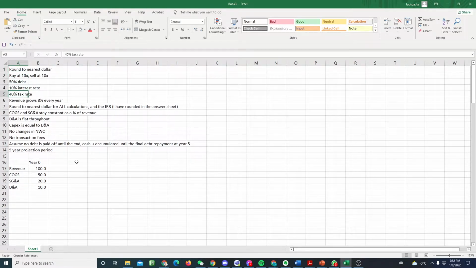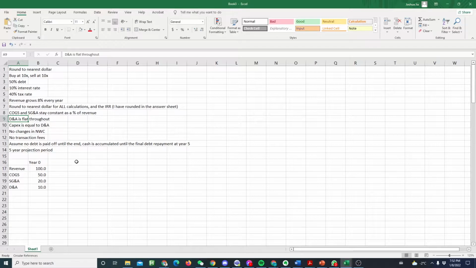It's pretty straightforward here because we're given revenue growing 8% every year. We're given the numbers for year zero, and we know the entry and exit multiple as well, at 10 times. We know the debt: it's 50% financed by debt with a 10% interest rate, and a 40% tax rate. COGS and SG&A, or selling, general, and administrative, stay constant as a percentage of revenue.